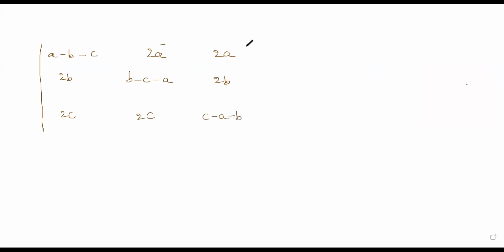So we have to show that this is a plus b plus c times something, right? Yeah, a plus b plus c times, okay. So here the same logic works. You do R1 equal to R1 plus R2 plus R3.